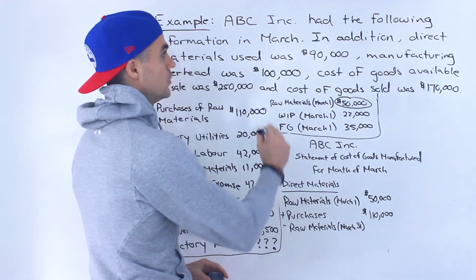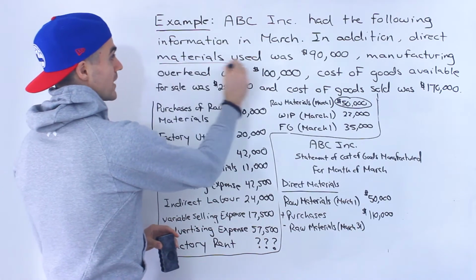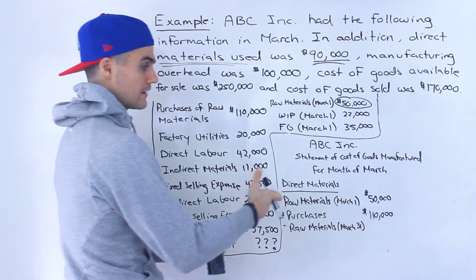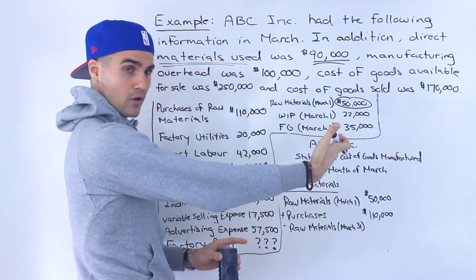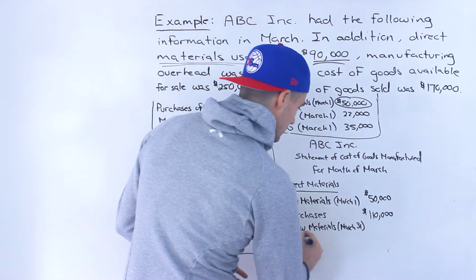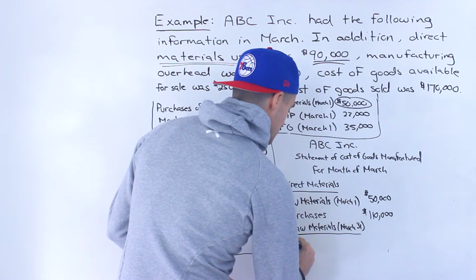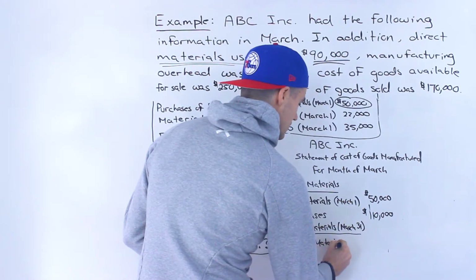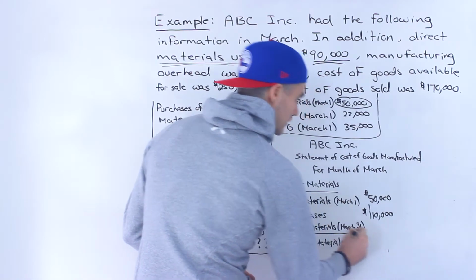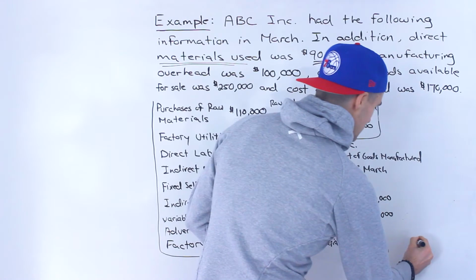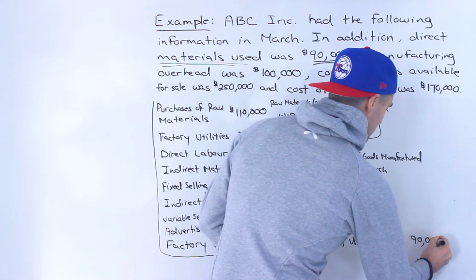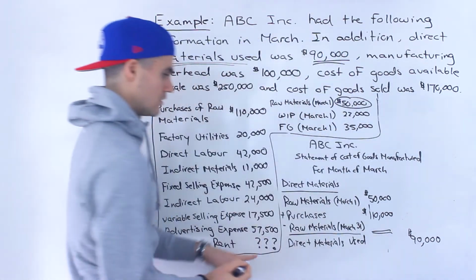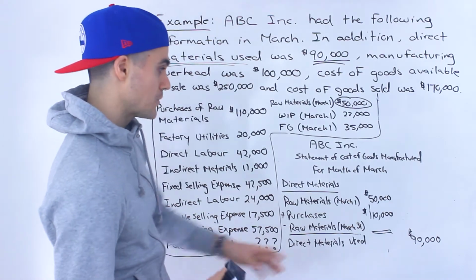And so what we're going to have to do is solve for these because if you read further, notice that direct materials used, 90,000, we're actually given that, which is the figure that we're usually solving for. Usually we get direct materials used after netting all of this out, but in this case we are actually given that figure. It's 90,000. And so to complete this cost of goods manufactured, we actually have to solve for the raw materials at the end.